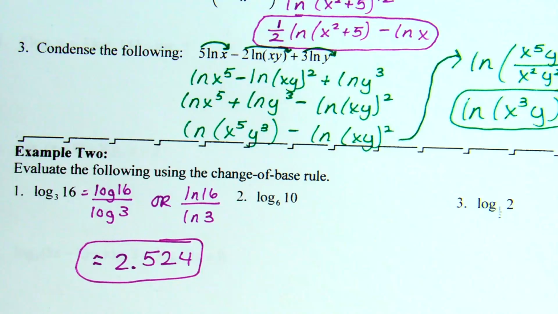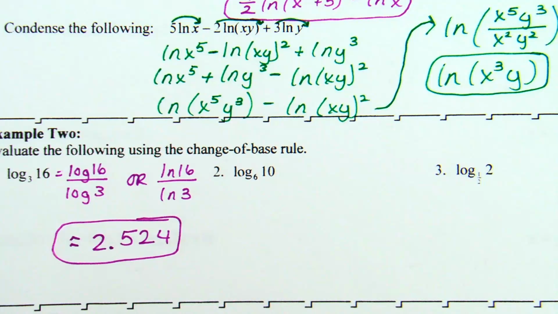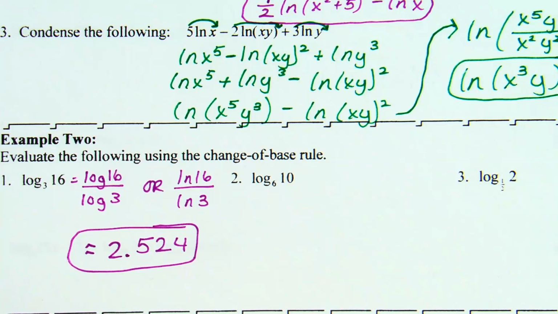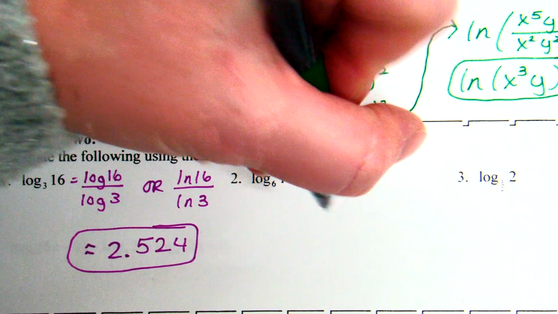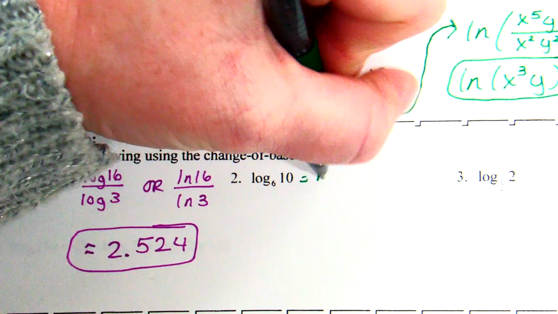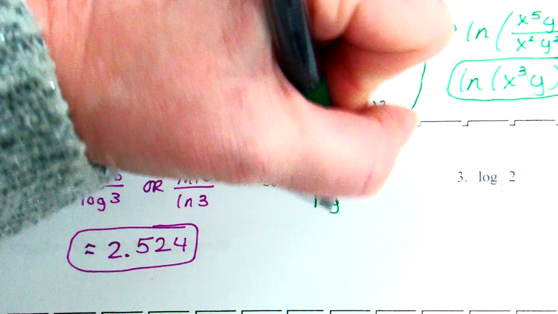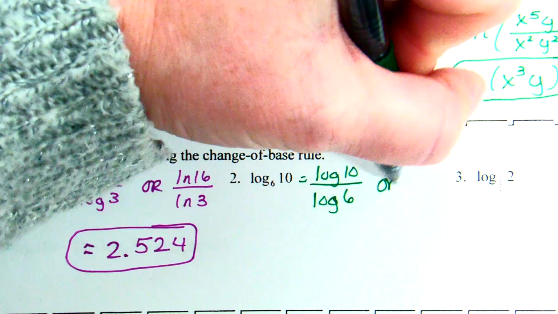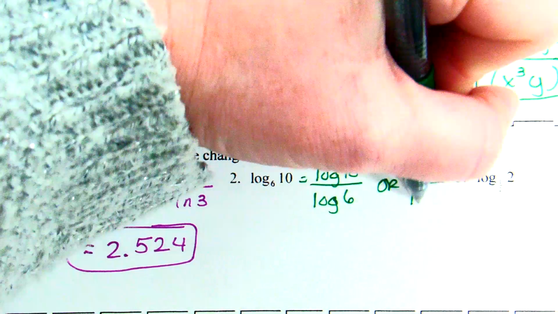Okay. What about example 2 then? Log base 6 of 10. What are you guys putting in the calculator? Okay. You could do log 10 divided by log 6. Or you could do natural log of 10 divided by natural log of 6.